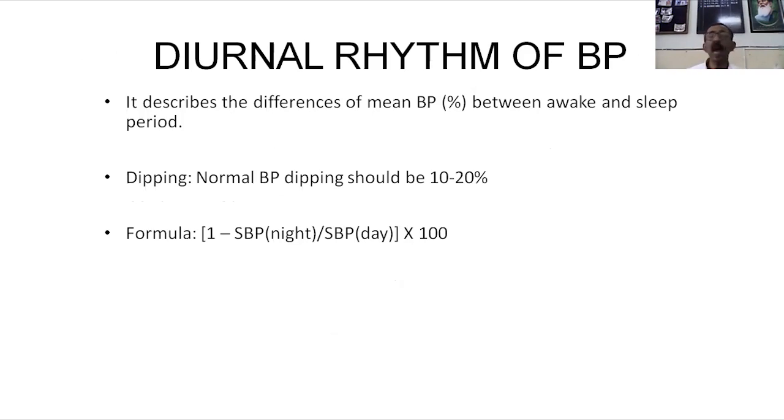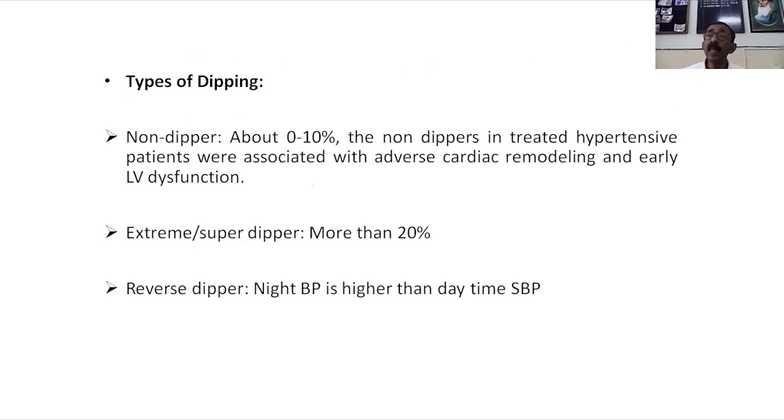Now, what does ambulatory BP monitoring do? It helps us in classifying the patients into normal dippers, non-dippers, and further, a class of patients who are extreme or super dippers, and then reverse dippers. So you can have normal dipping, that is a fall in nocturnal blood pressure by 10 to 20%. Then you have non-dippers, where the blood pressure doesn't fall at night. Now, this is not a good class of patients.